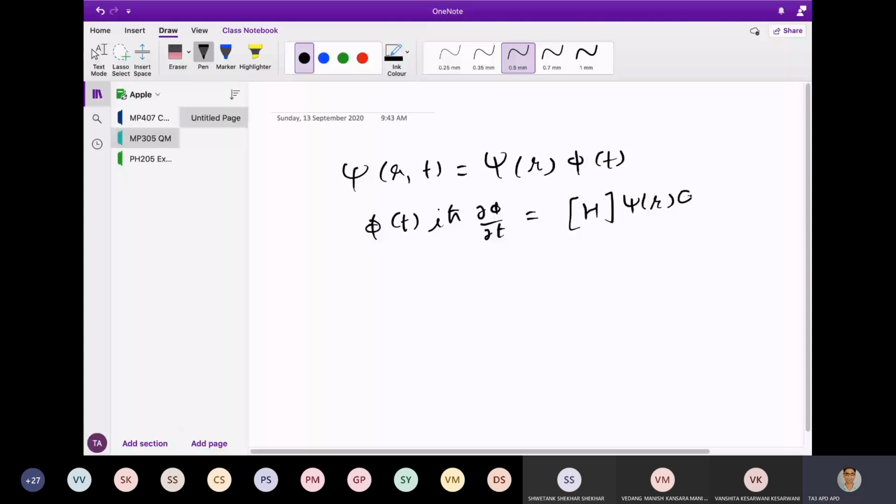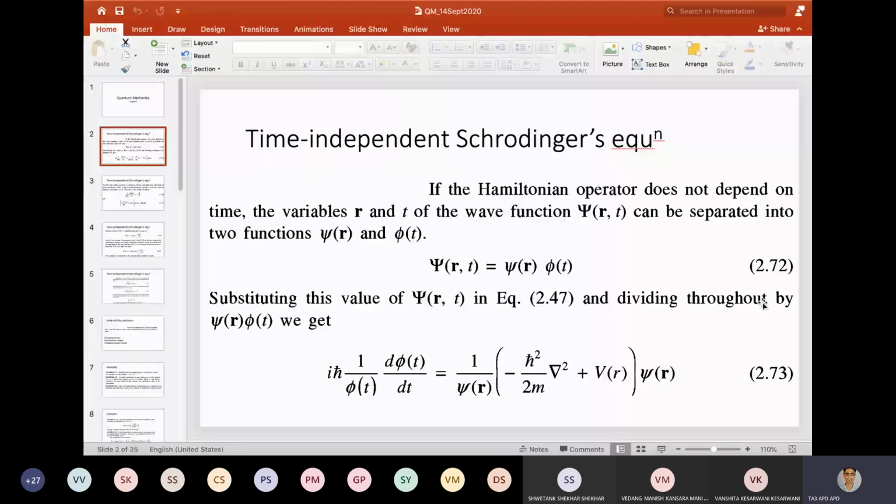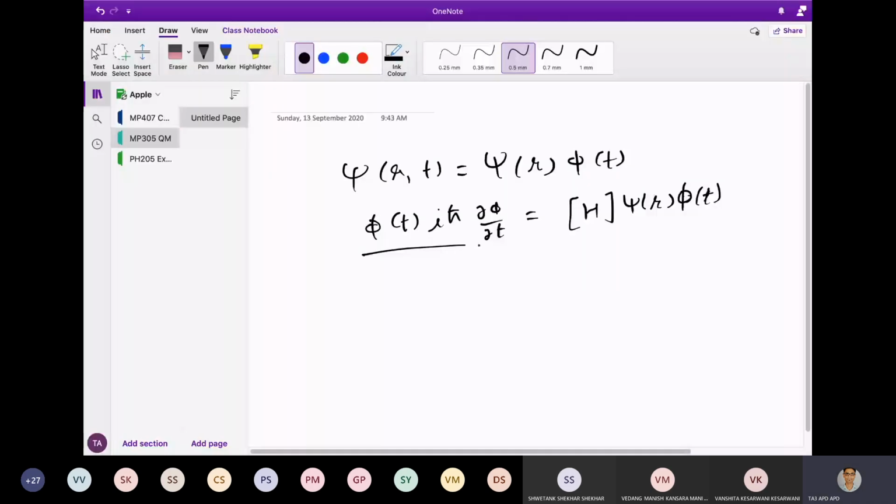And then it says dividing throughout by the psi and phi multiple. So if you divide on both sides by this multiple, let me just divide it. So you have psi(r) phi(t), and you will have psi and phi(t). So I'm dividing on both sides by this parameter. So this will get cancelled over here. And sorry, this is not going to be phi.